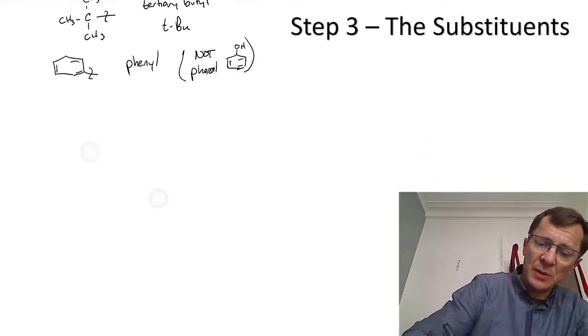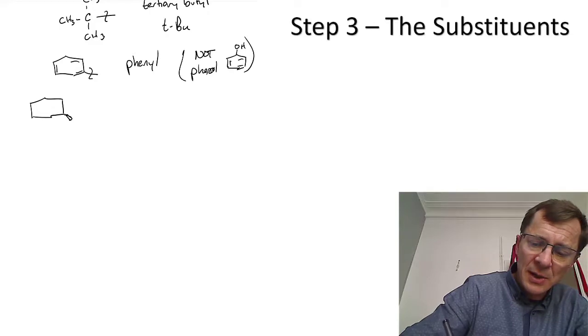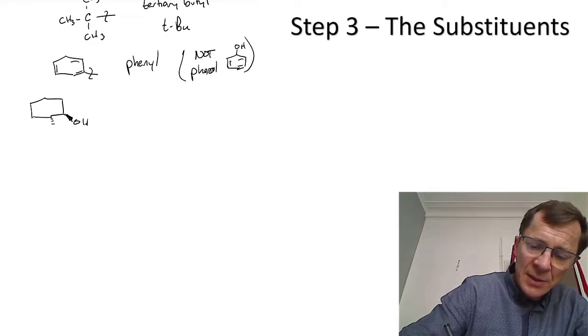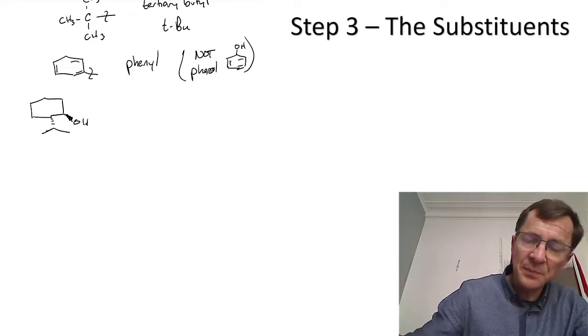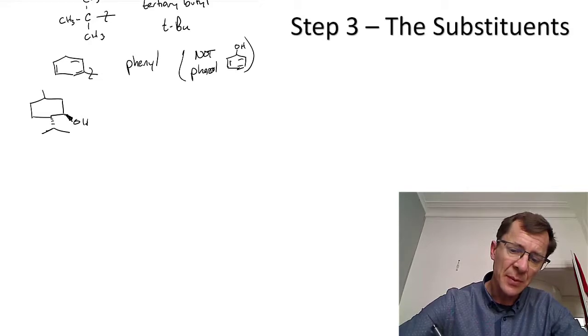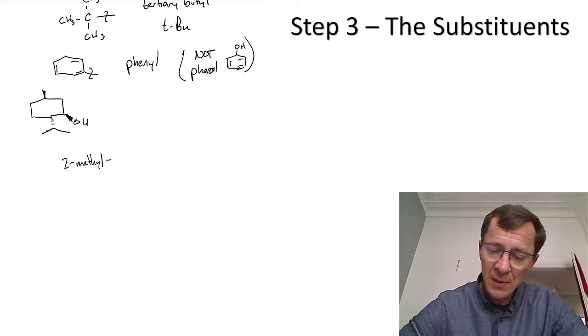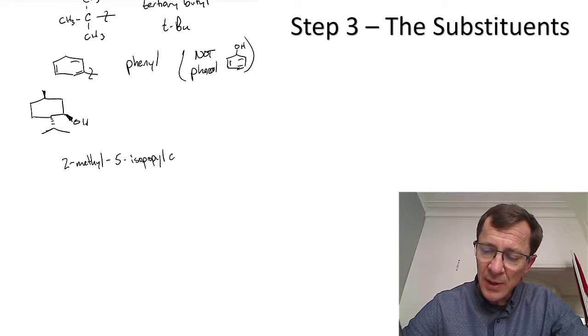Now let's go back to our molecule. I'll redraw it because it's rolled off the screen. Plus I kind of like drawing menthol. It has this isopropyl group at the 2 position. It has this methyl group at the 5 position. 2-methyl, 5-isopropyl, cyclohexanol.